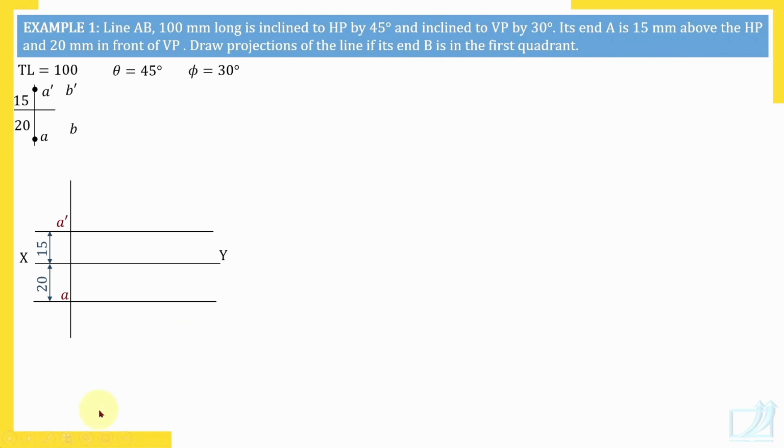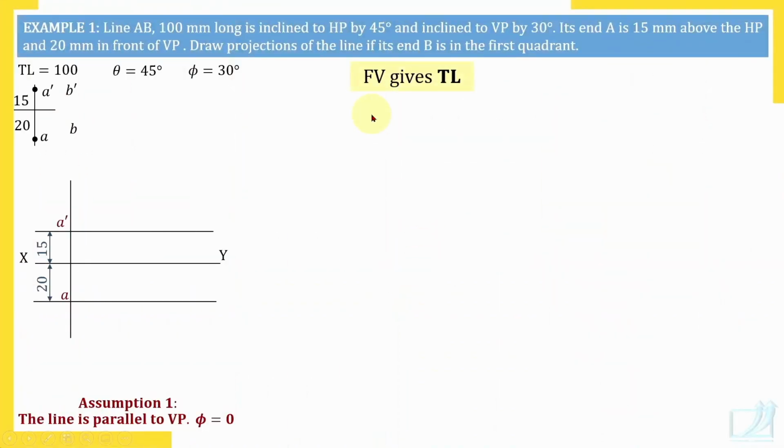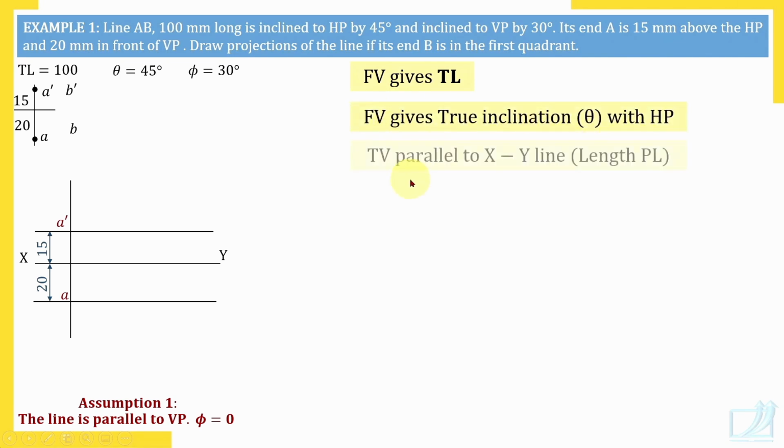So let's assume line parallel to VP. Means we'll assume this angle phi equal to 30 degrees as 0. So this is our assumption 1. What will we achieve by assuming line parallel to VP? That we'll discuss later. But now it is very easy to draw views of the line, because we know that if line is parallel to VP, then front view gives true length. Front view gives true inclination with HP, and top view appears parallel to XY line.